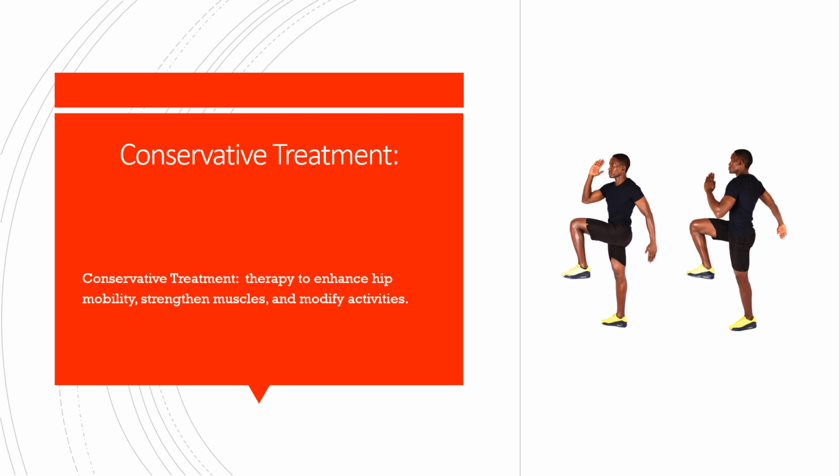The management of an FAI typically involves a combination of non-surgical and surgical approaches, and this all depends on the severity of the condition and the patient's goals. As therapists, we would always try conservative treatment. This is therapy to improve hip mobility, strengthen surrounding muscles, and modify activities to reduce impingement risk.